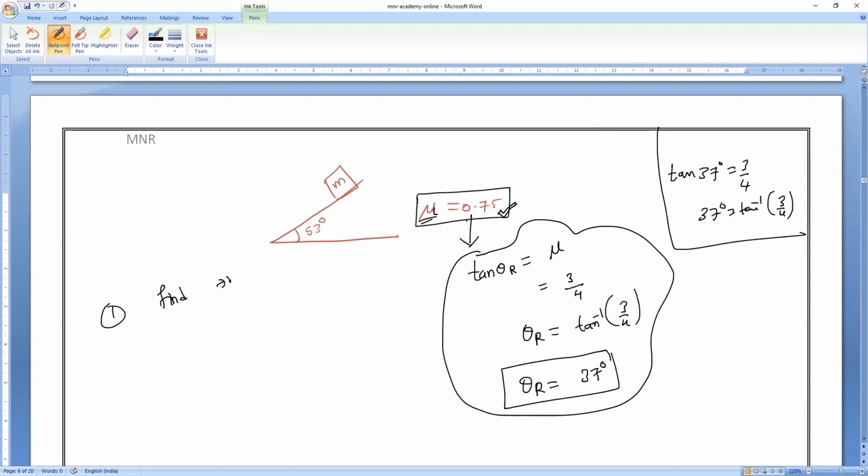The question is to find whether the object is in rest or motion. That is the first. Next, the frictional force. As I know, the angle of repose is less than the applied angle, so it is sliding. So what friction will come? Kinetic friction will come, and then find the acceleration. Okay, guys, these three things you have to find.